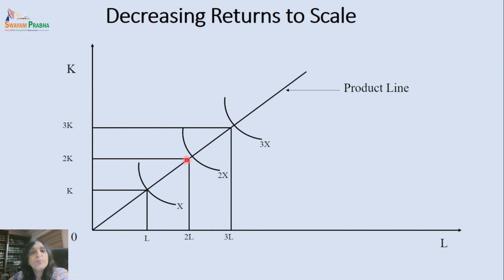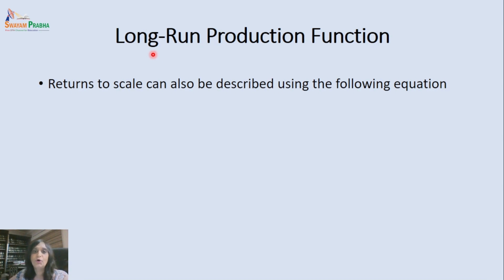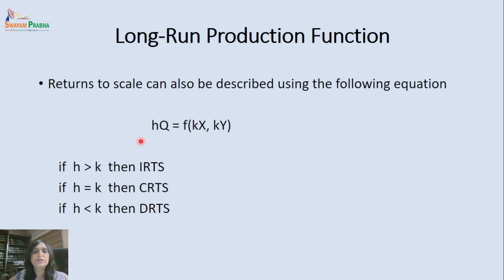Means your output increased but less than double with the doubling of inputs. That is called decreasing returns to scale. Okay, so when we talk about the laws of returns to scale, we are seeing that your input can show increasing returns to scale, decreasing returns to scale, or constant returns to scale. Now these returns to scale again can be described using this particular equation.